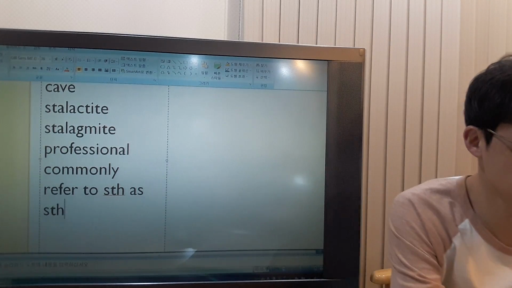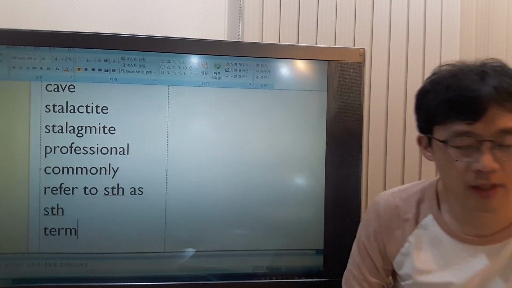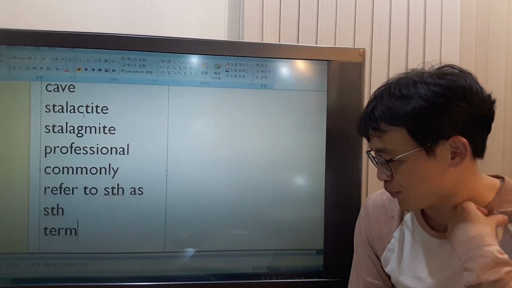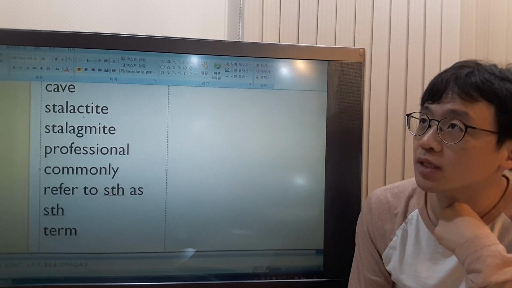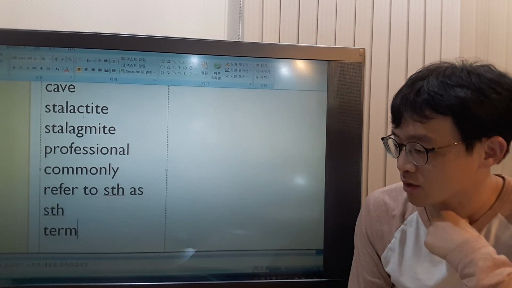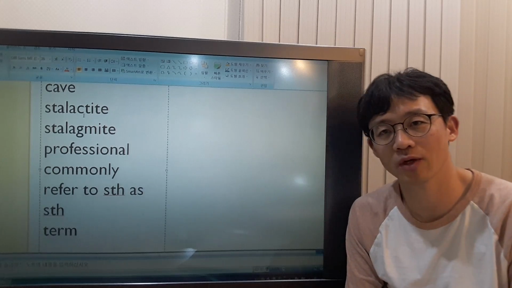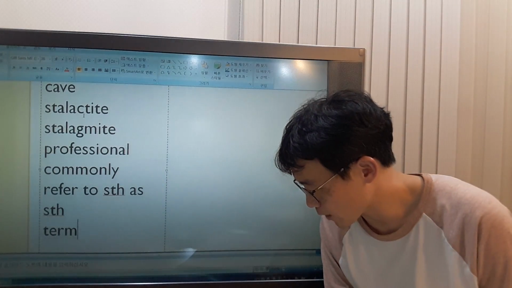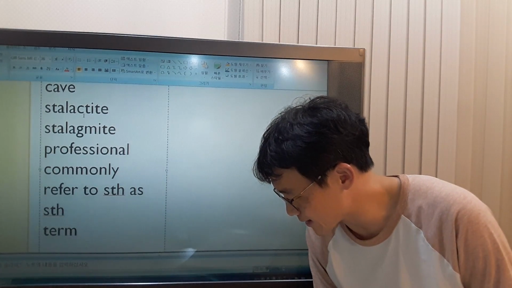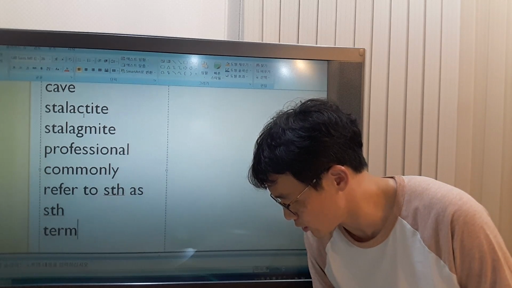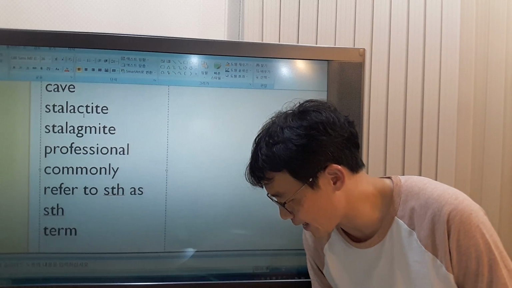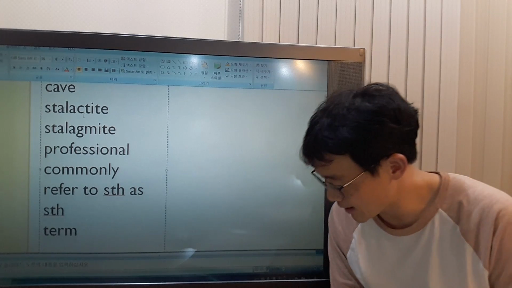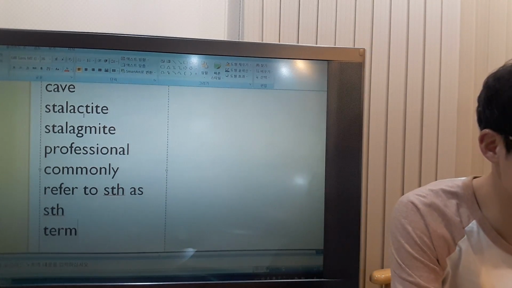What's a term? Term is a word or an expression which has a specific meaning that is used in a particular subject. So if you don't know about that subject, you don't know that word because it's not used in everyday English or language. Anyway, stalactites and stalagmites are deposits of minerals that form in cave structures and line the insides of caves. Stalactites and stalagmites are deposits. What's a deposit?